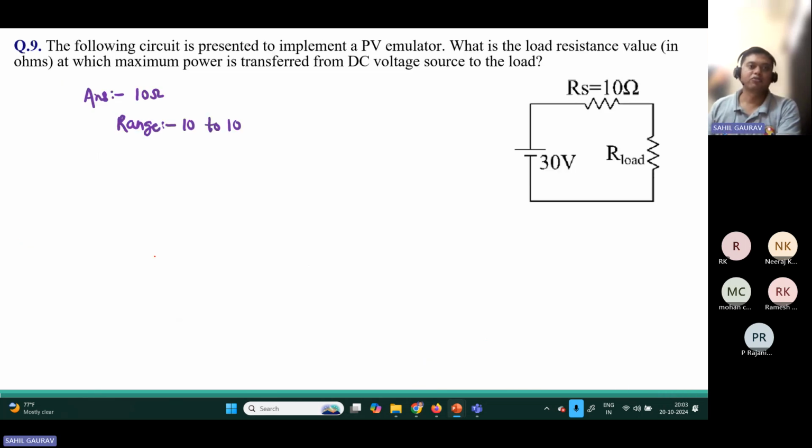Now coming to the next problem. In the next problem, they are asking what is the load resistance value at which maximum power is transferred from DC voltage source. So this is a very simple problem, and we know that for the maximum power transfer theorem, this load resistance will be equal to series source resistance, such that the maximum power gets transferred. So it will be the same as 10 ohm.